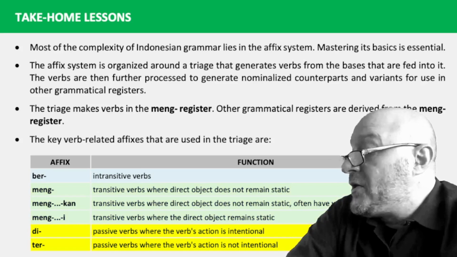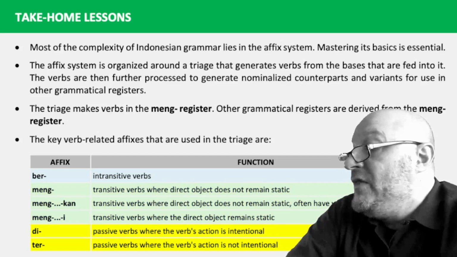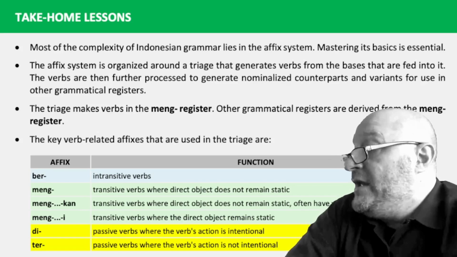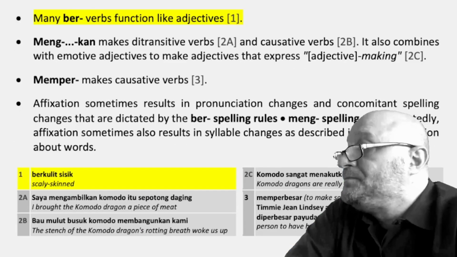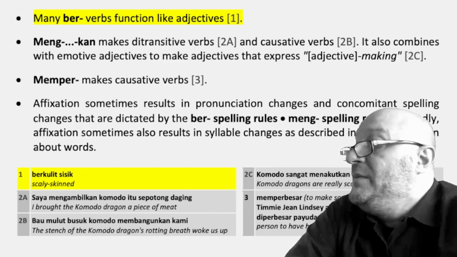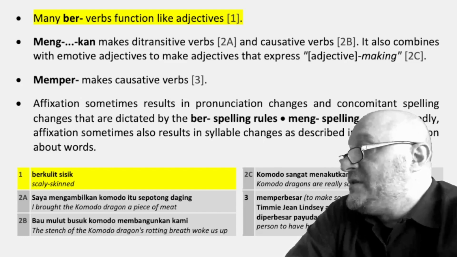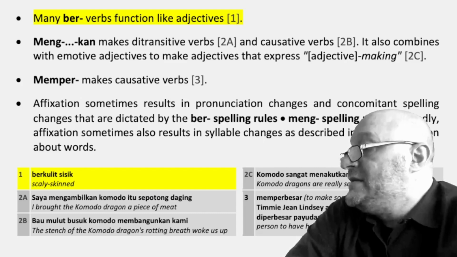Di and ter are passive verbs. Di is where there's agency. The agent's action is intentional. Ter is accidental action, where the agent does not intentionally act on the subject. Many ber verbs function like adjectives. These are the stative verbs. So, example 1, berkulit sisik, scaly skinned.